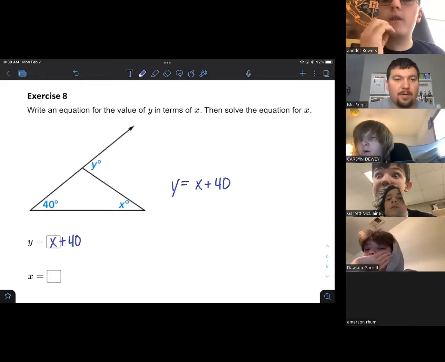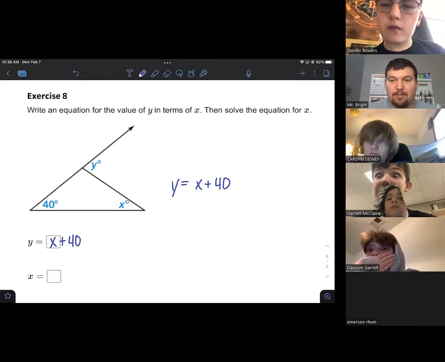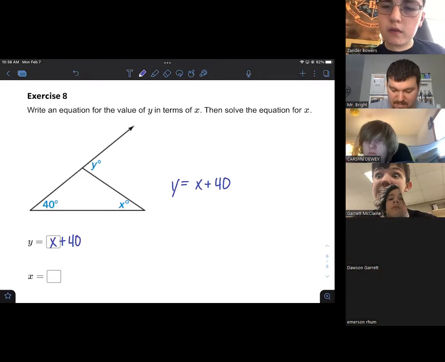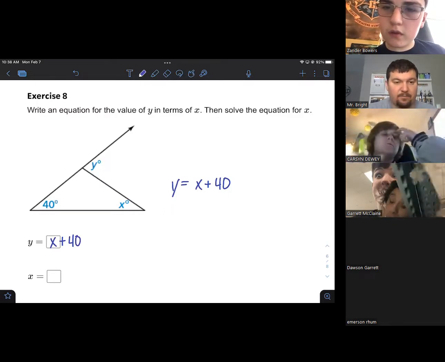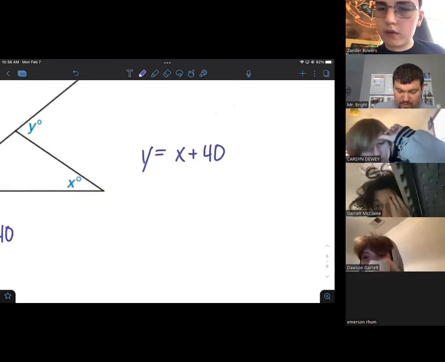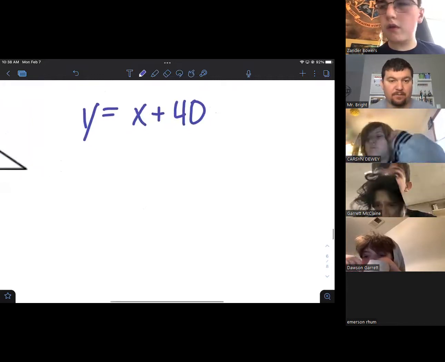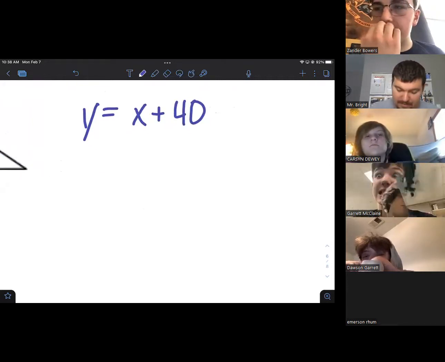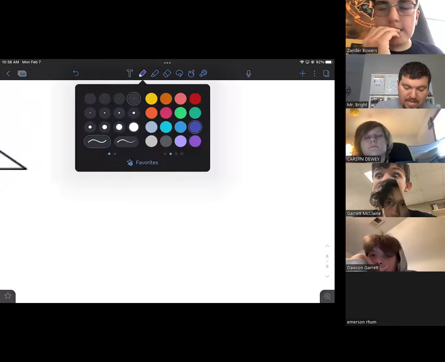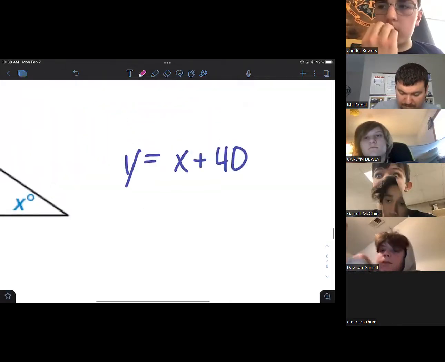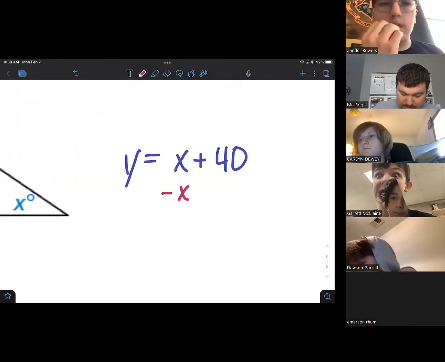Looks a lot like a slope-intercept form equation, doesn't it? Y equals mx plus b. We did that a few chapters ago. Now it wants us to solve the equation for x, which means get x by itself. So if I have this equation, which has y by itself, and I want to get x by itself, I need to flip the x and the y around by subtracting x from both sides.